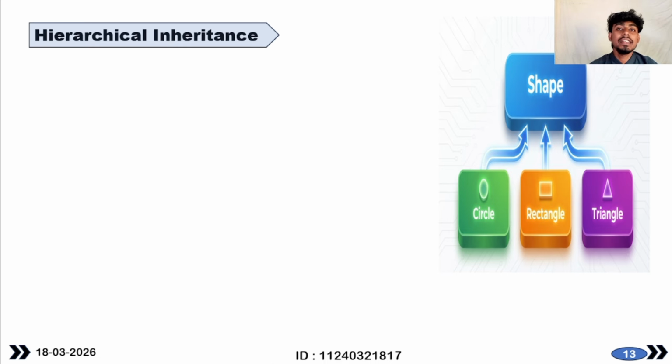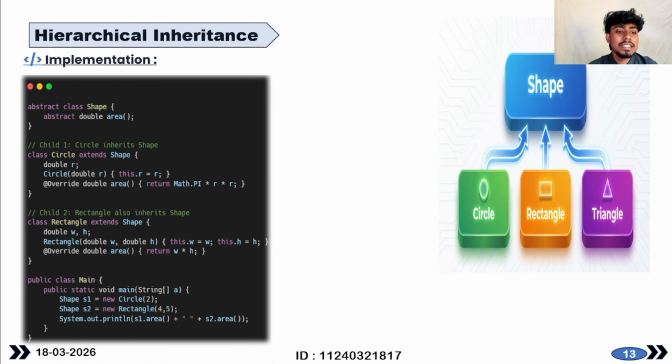Next, we have hierarchical inheritance. As shown on the slide, this is when one parent class serves multiple child classes. For instance, a shape class can be inherited by both circle and rectangle. This is a great way to share common properties across different objects.